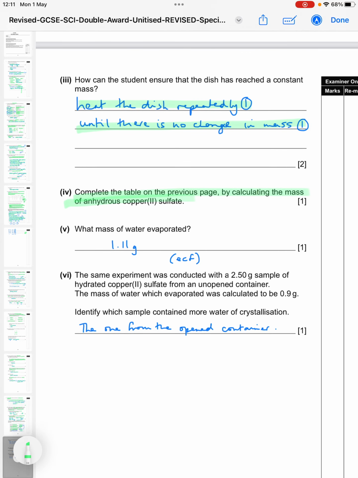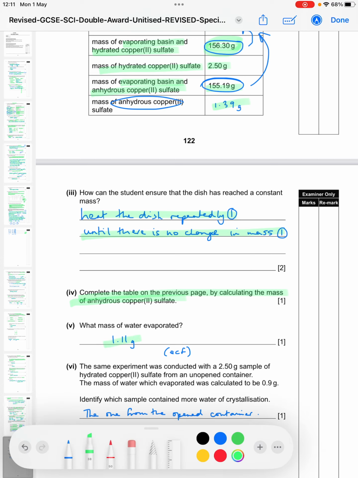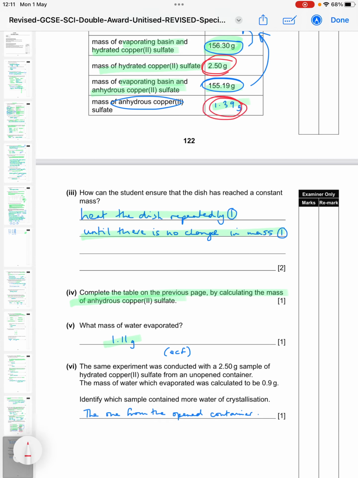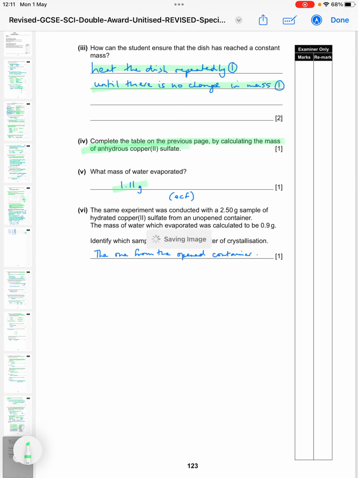Complete the table by calculating the mass of the anhydrous copper 2 sulfate, and I did that just so I didn't have to flick up and down in the question. So then what is the mass of the water evaporated? So you can see there it is 1.11 grams, and that is the difference between the 2.5 and the 1.39, the mass of the hydrated and the anhydrous copper sulfates. And ECF just means error carried forward. So if you've made a mistake in the first part of the question, filling in the table, they'll take that into account in that part.